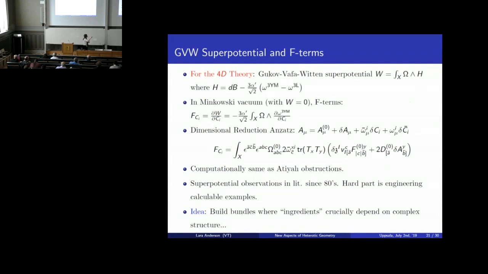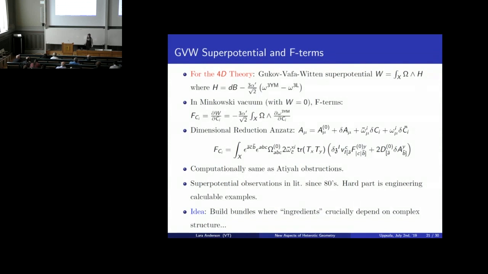These are the Chern-Simons forms built out of the gauge field and the spin connection. So in order to have a good Minkowski vacuum, we need the F terms to be zero. You can work out, based on dimensional reduction and a fluctuation around a background, in physics language, what that F-term obstruction would look like, and you can reparameterize exactly the math description that I just gave you.